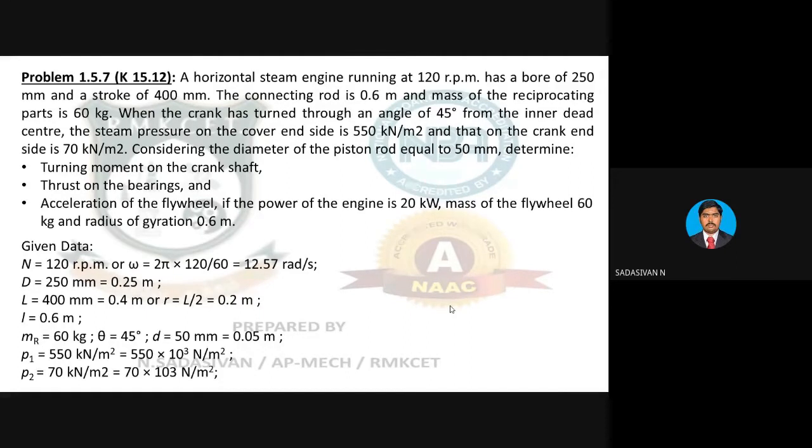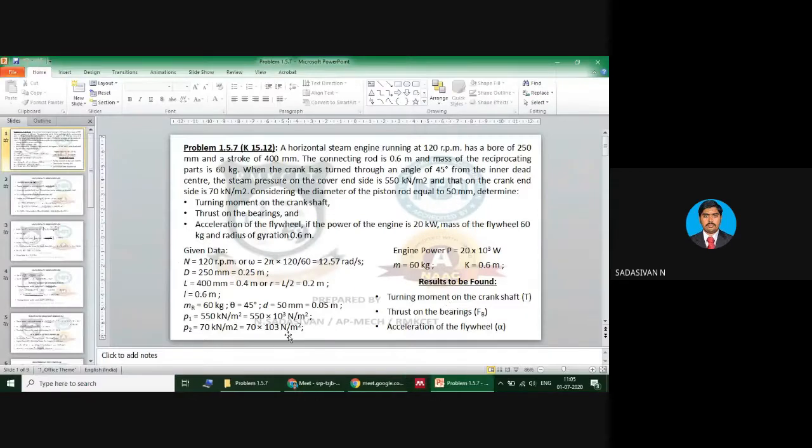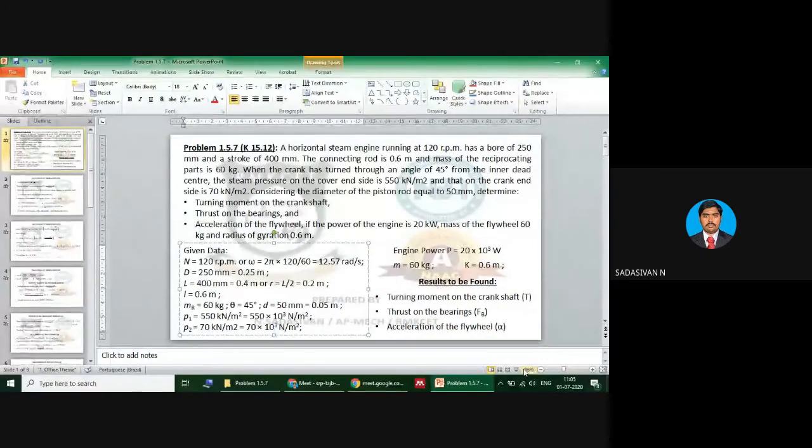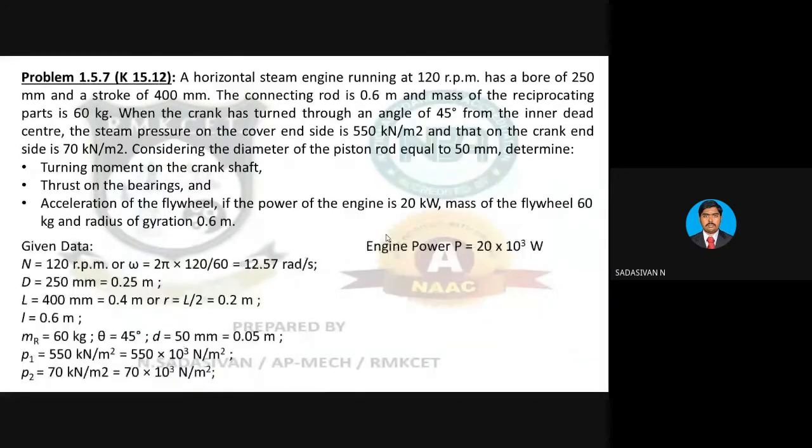P1, pressure above the piston, is 550 kilonewton per meter square, which is 550 into 10 power 3. Don't forget the 10 power 3. So P2 is, so let us correct this mistake. It is 10 power 3. It's not 103. So P2 is 70 into 10 power 3 Newton per meter square. This mistake is not going to hurt your answer if it's in the unit, but this mistake will certainly hurt your answer. Okay, so that's why I changed it immediately. 70 into 10 power 3 Newton per meter square.